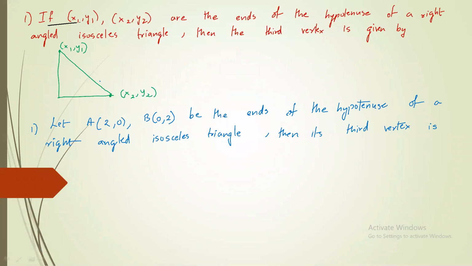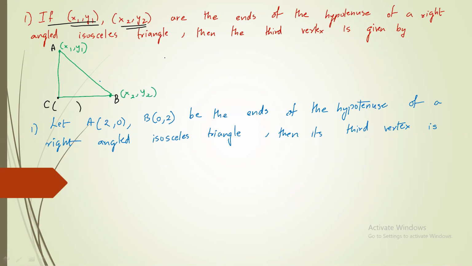If (x1, y1) and (x2, y2) are the ends of the hypotenuse of a right-angled isosceles triangle, then we have to find the third vertex. You can see the diagram I have drawn here. The ends of the hypotenuse, that is A, is given as (x1, y1) and B as (x2, y2). But we don't know the third vertex C.